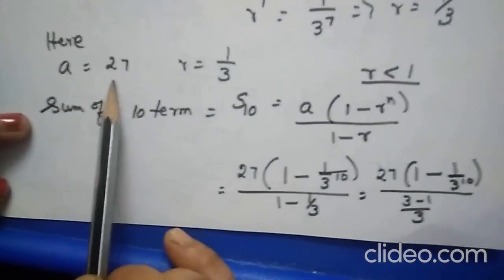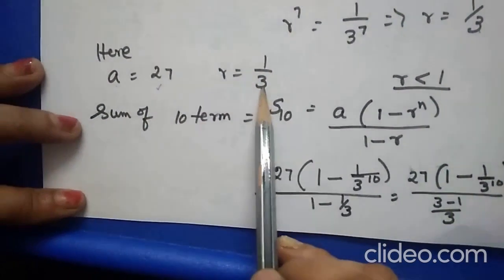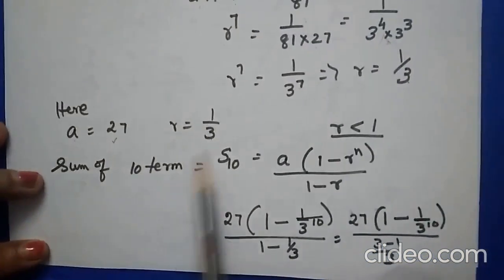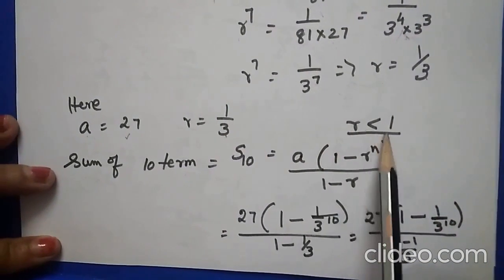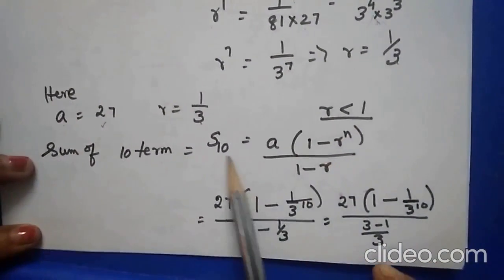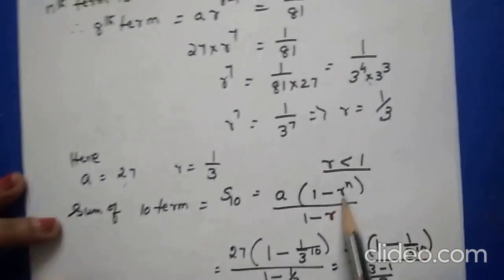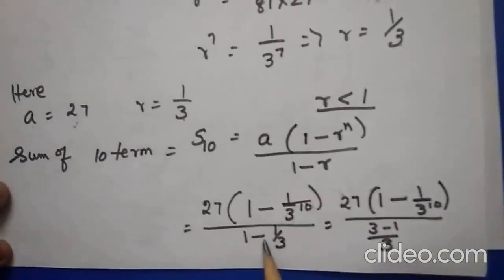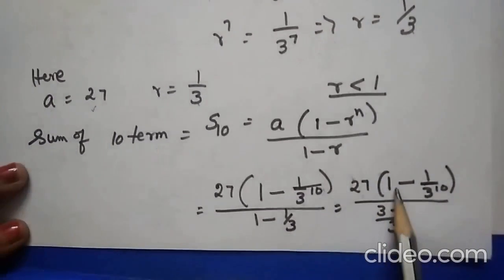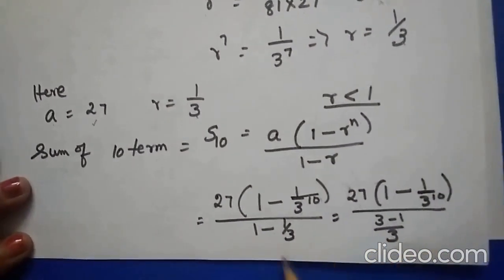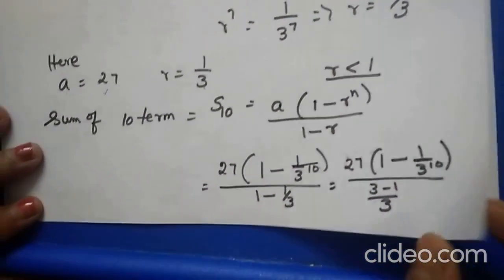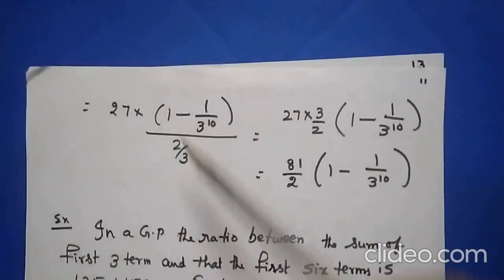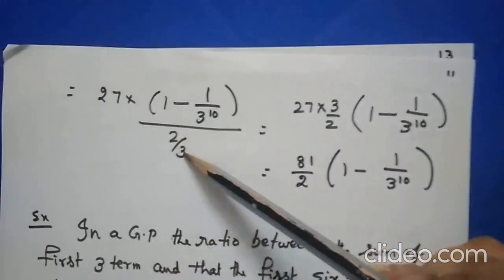Now in this question, a is equal to 27, r is equal to 1 by 3. The sum of 10 terms we need. 1 by 3, r is less than 1. Therefore, you have to apply the less than 1 formula. S10 is equal to a into 1 minus r to the power of n by 1 minus r. 27 into 1 minus 1 by 3 to the power of 10 by 1 minus 1 by 3. 27, 1 minus 1 by 3 to the power of 10 by, LCM is 3, 3 minus 1 by 3. So 27 into 1 minus 1 by 3 to the power of 10 by 2 by 3.